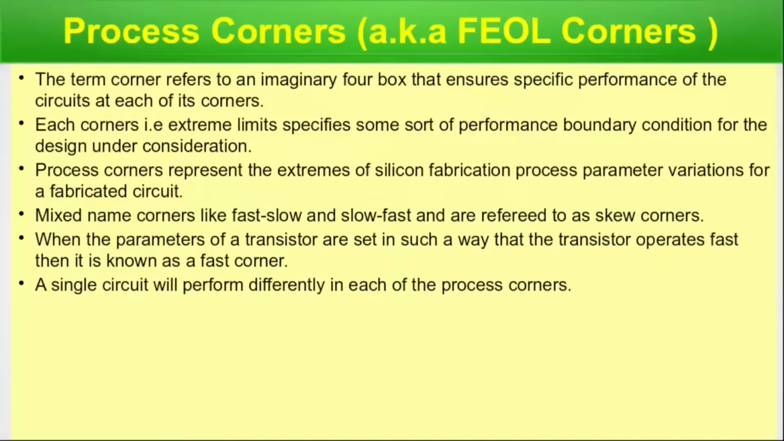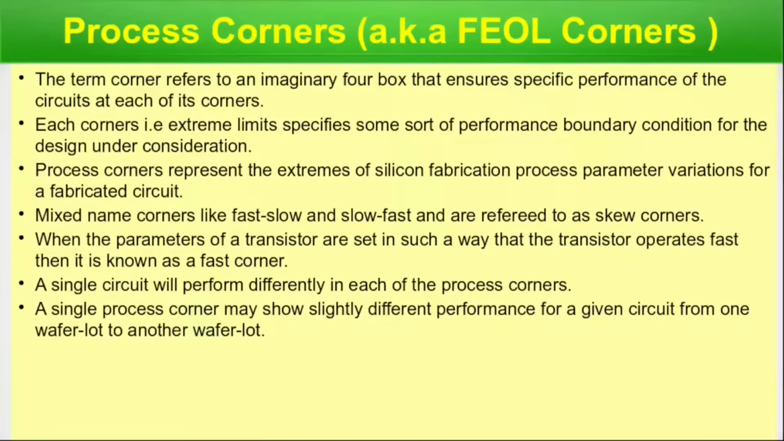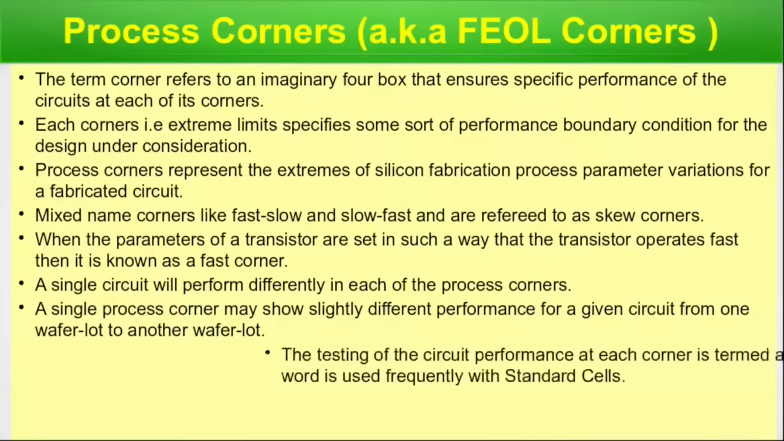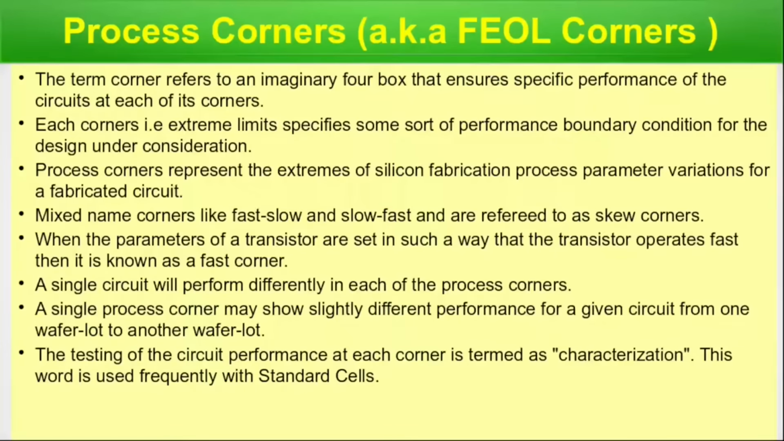A single circuit will perform differently in each of the process corners. A single process corner may show slightly different performance for a given circuit from one wafer lot to another wafer lot. Now, this is absolute process variation, because when we standardize a process, once we move from one wafer batch to another wafer batch, there might be variation in the semiconductor fabrication process. The testing of the circuit performance at each corner is termed as characterization. This word is used frequently with standard cells. So you might hear about standard cell characterization. So characterization is related to this particular point.